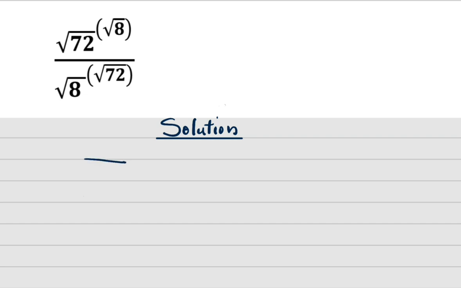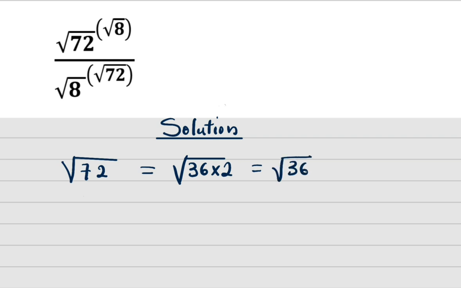So let me pick this. I have root of 72. How do I simplify root of 72 into the basic form of surd? This is going to be 36 times 2, which is the same thing as writing root of 36 times root of 2. I'm just following the rules of surd, okay? So this is going to be 6 root 2.